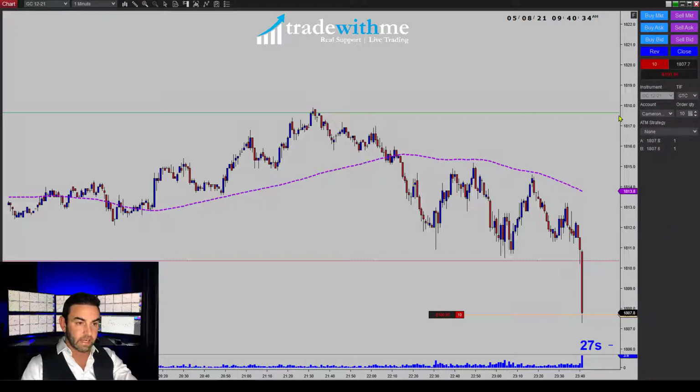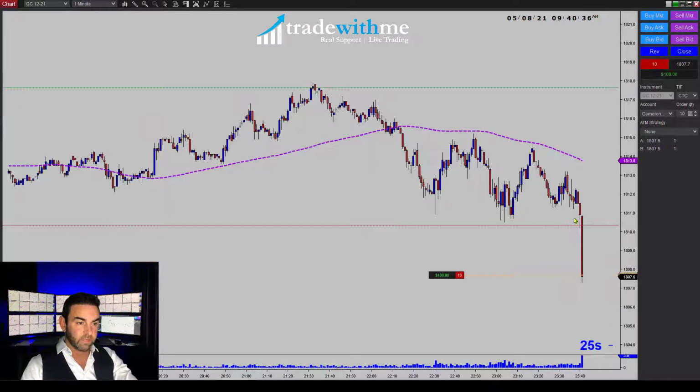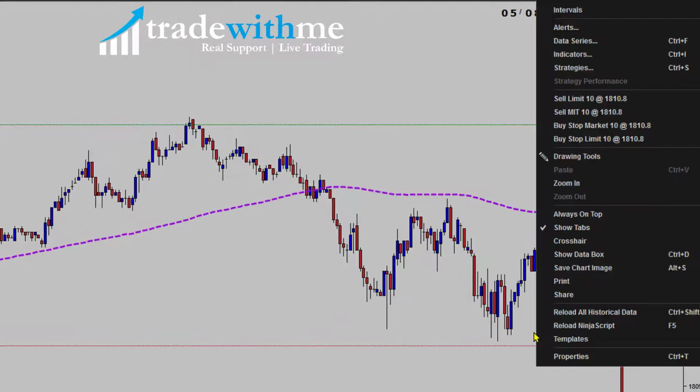Okay, so I'm in this trade now. So the first thing I'm going to do is I'm going to put a stop loss in. Now I've just done 10 contracts, because what this can do is it can break through and then come back up again, because it is such a significant level. But first thing I need to do is put a stop into the market, and I'm going to do it here.